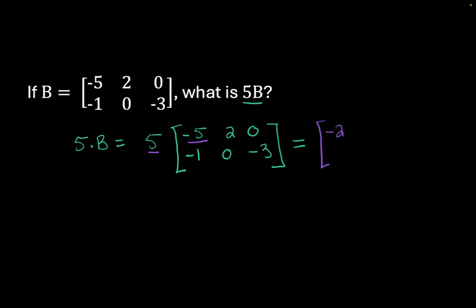which is -25. 5 times 2 is 10. 5 times 0 is 0. 5 times -1 is -5. 5 times 0 is 0. And 5 times -3 is -15.